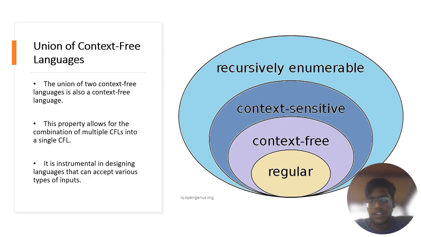As you can see by the diagram, inside recursively enumerable languages are the context-sensitive languages, under which are the context-free languages, and under which are the regular languages.